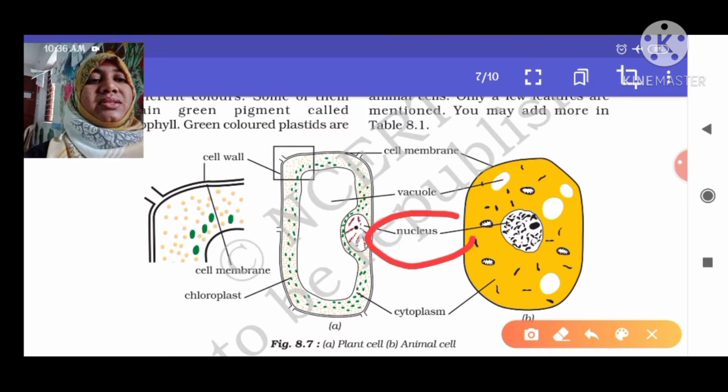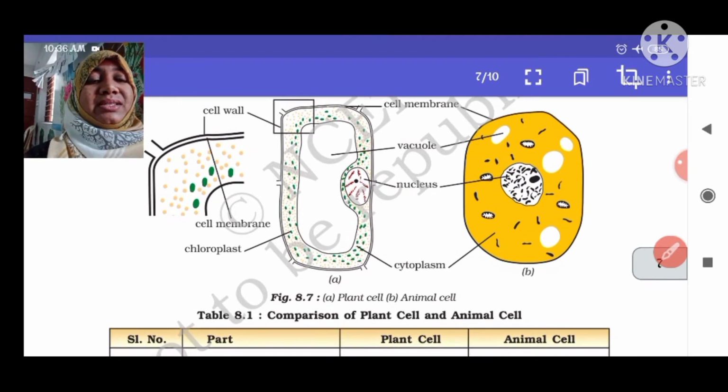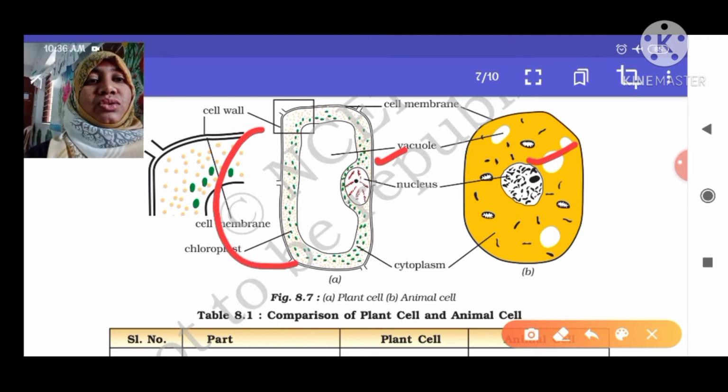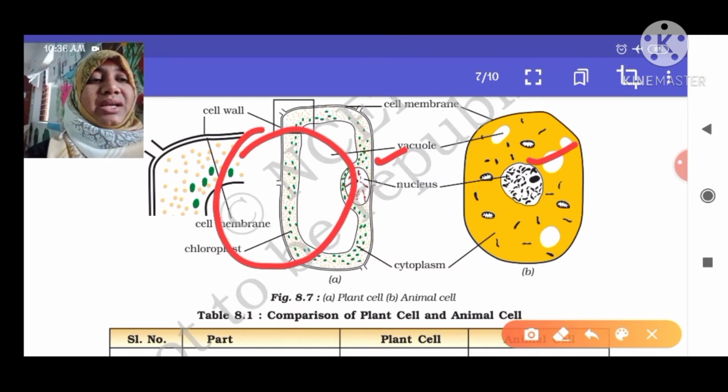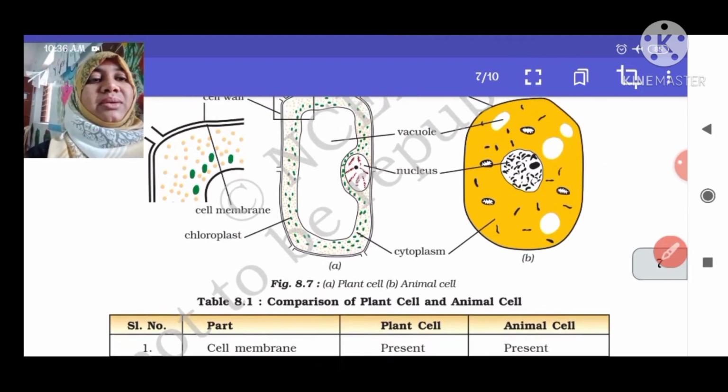Then the nucleus. So what is the nucleus here? The nucleus is present, no doubt, both in the plants and in the animals, but the nucleus which is present in the plant is not having the membrane. So there is no solid membrane around the nucleus of the plant, but for the animal there is a membrane bounded nucleus. So this is the third difference.